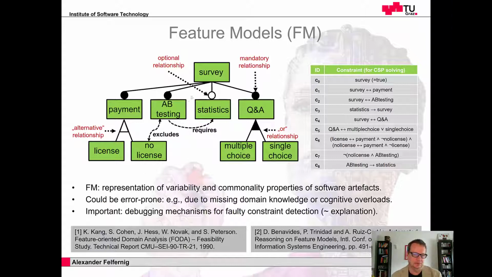So the major problem we deal with in this presentation is that feature models can become erroneous, for various reasons. For example, due to missing domain knowledge or cognitive overload, we include faulty constraints, faulty relationships in the feature model, and if feature models become complex, it's extremely important to provide corresponding debugging mechanisms that point out automatically which parts of the model are basically responsible for the faulty behavior of the model, and that's the major focus of this presentation.